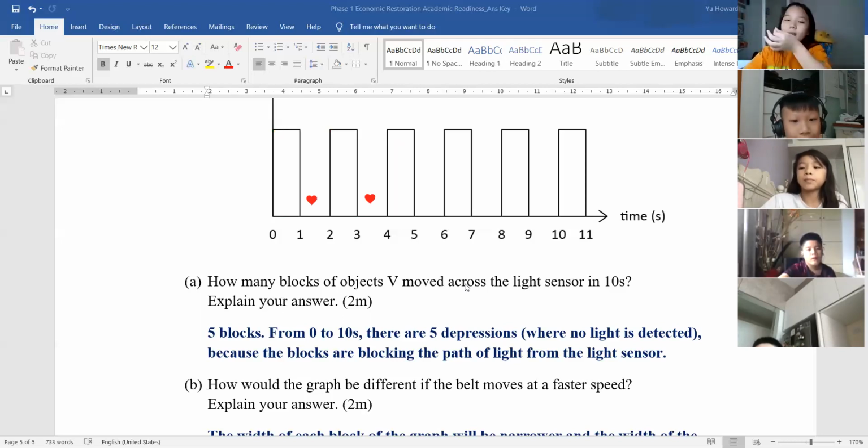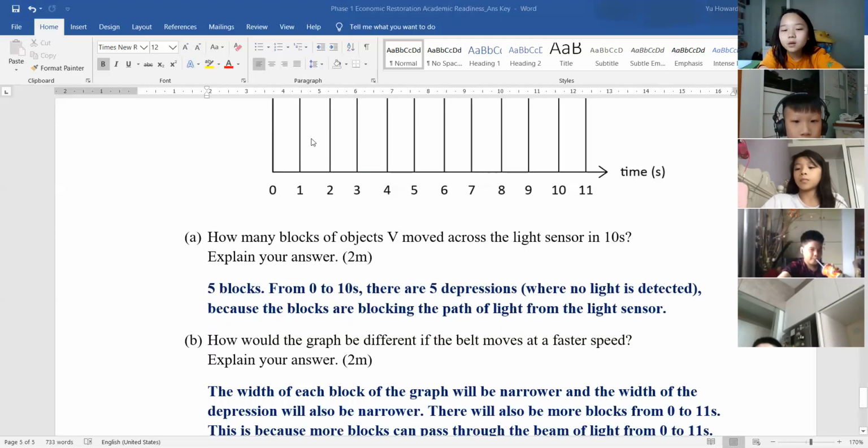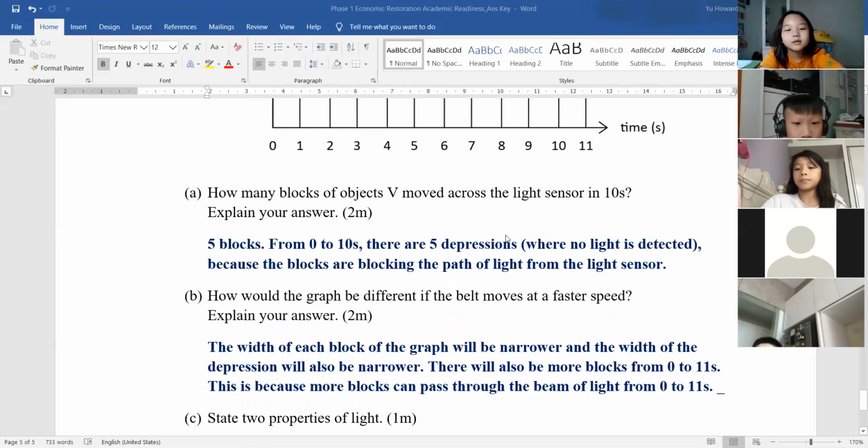So how do you explain in words? Okay, Jia Xuan, can you read the answer in words? Let me scroll down. Okay, can you read the answer here? You need to unmute. The width of each block of the graph will be narrower, and the width of the depression will also be narrower. There will also be more blocks from 0 to 11 seconds.